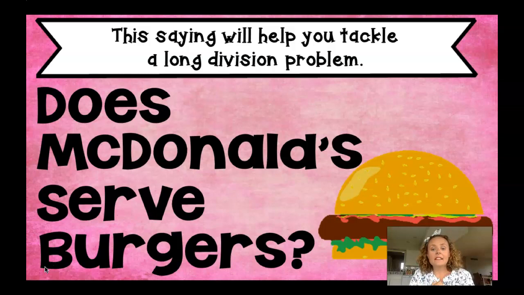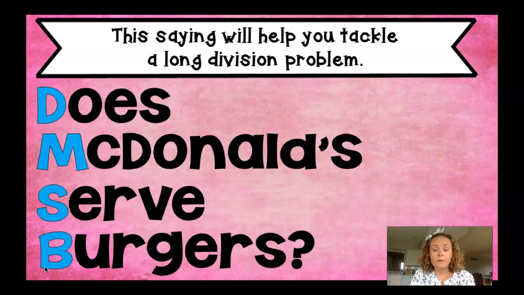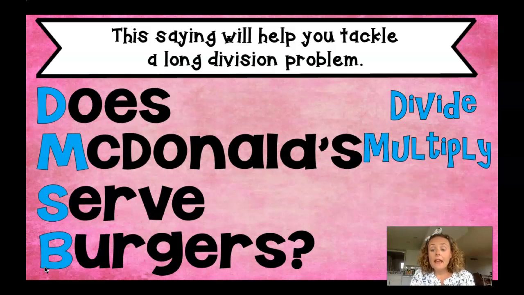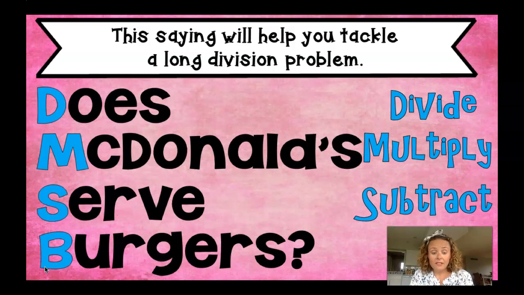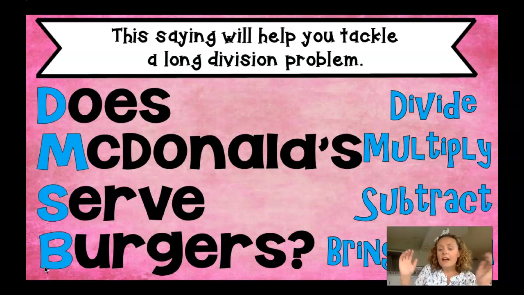Okay, this saying is going to help us tackle long division. Are you ready? Does McDonald's serve burgers? Say it with me now. Does McDonald's serve burgers? Here's why we need to remember it. The D in does stands for divide. That's the first step. The M stands for multiply. Second step. The S stands for subtract. Third step. And the B stands for bring down. Divide, multiply, subtract, bring down. Say it with me now. Divide, multiply, subtract, bring down. Woo, you got it now.